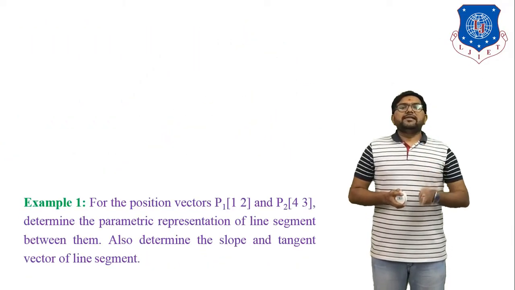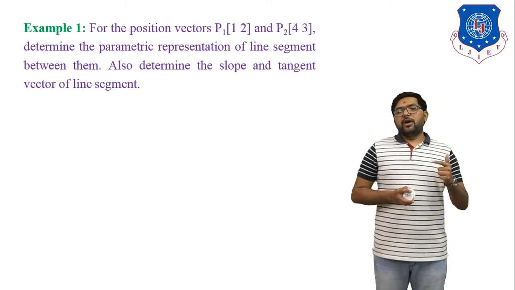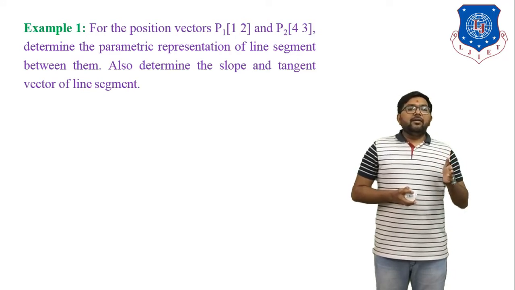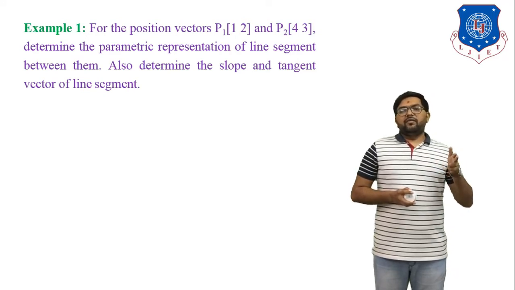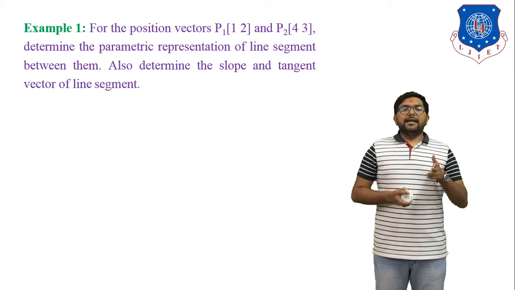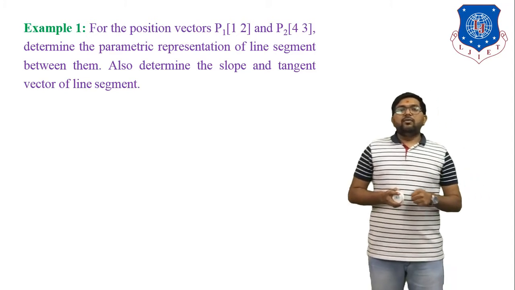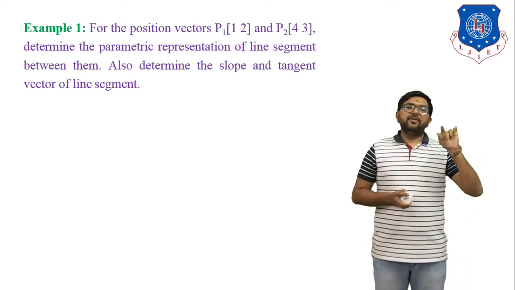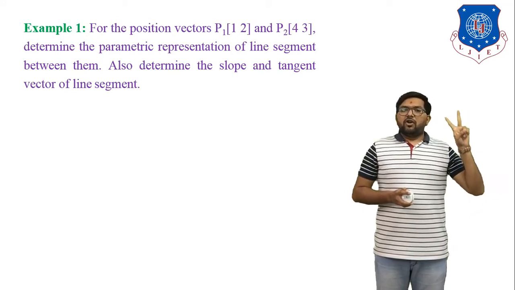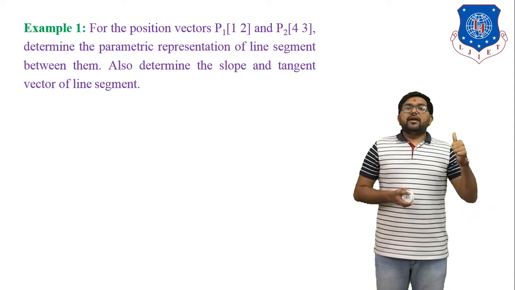Okay, so now example number 1: for the position vectors p1 (1, 2) and p2 (4, 3), determine the parametric representation of the line segment between them. Also determine the slope and tangent vector of the line segment. So in this numerical we have to find out a total of 3 things. First one, the parametric representation of the line. Second one, the slope of the line. And third one, the tangent vector of the line.